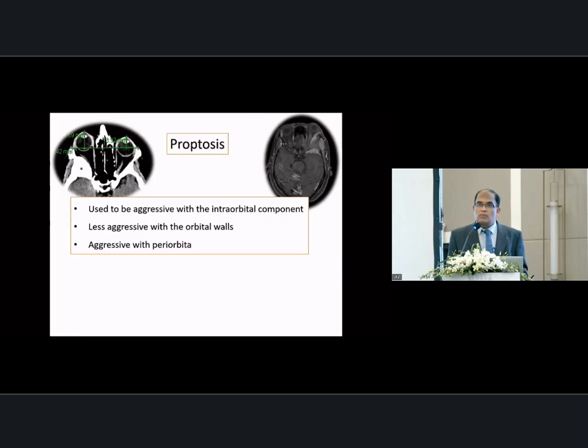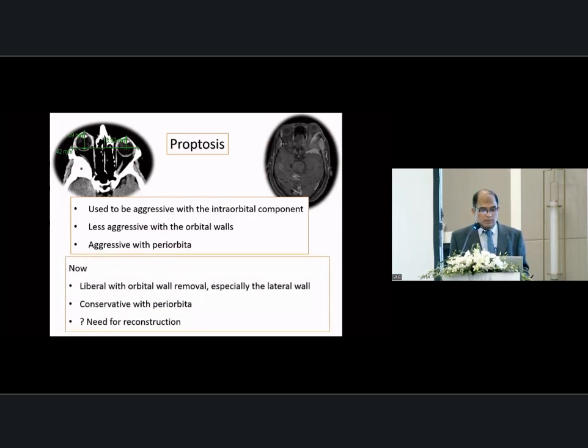Usually I used to be aggressive with the intraorbital component. I used to take out the periorbita, take out all the components attached to the muscles, the recti and so forth. And I used to be less aggressive with the orbital walls. Now, the best results with proptosis, can't still call it best results, but optimum results with proptosis can be obtained if you're very, very liberal with your bony work. You need to take out all the bone in that area. And the periorbita, you need not be very aggressive even in reconstruction.